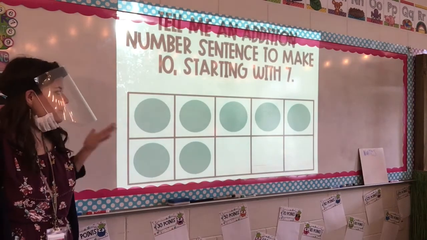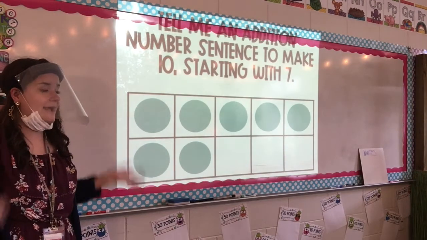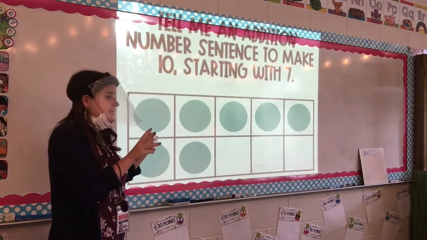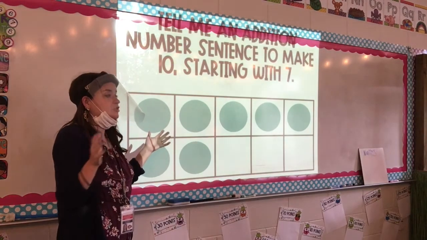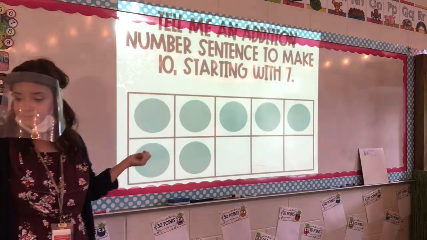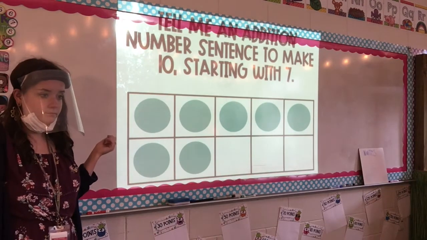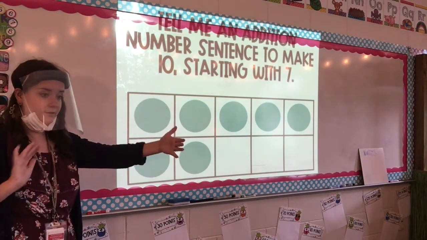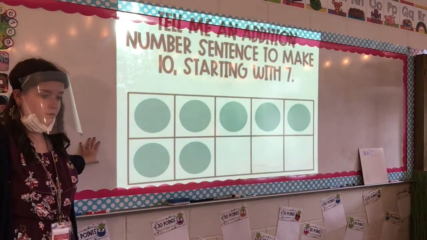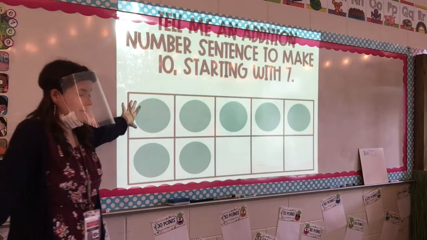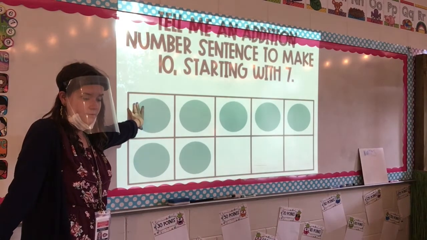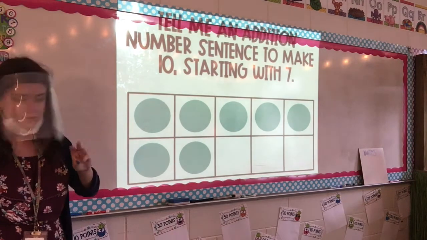Okay? So then what would the addition sentence look like? I have 7. I need 3 to make 10. So what would that addition sentence look like? Peyton? So 3 more. Can you say the whole sentence? You have 7, and you have 3 more. Add 3 more, and then you have 10.